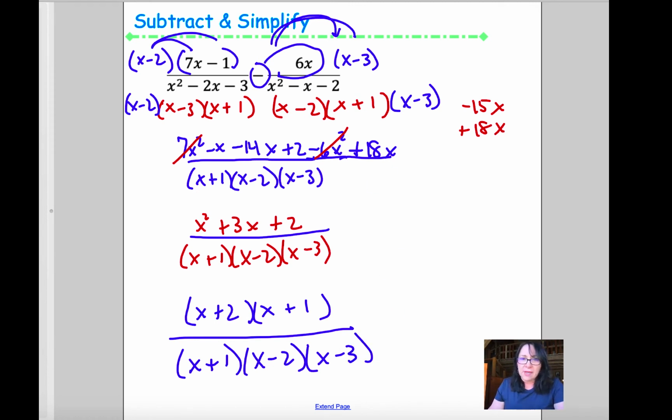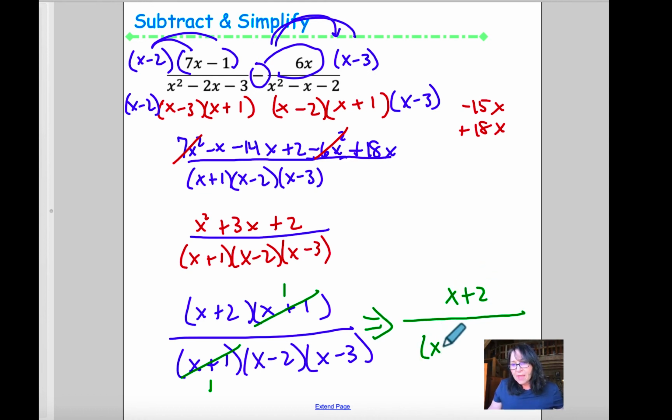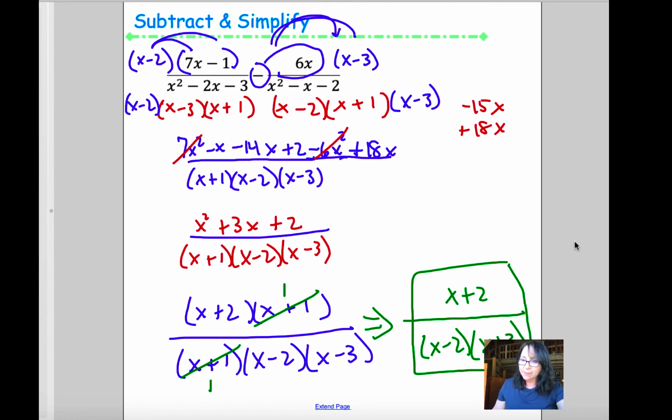And so it does look like the x plus 1s, because I am multiplying as a quantity, are going to cancel. No equal signs. This is an arrow. My final answer is going to be x plus 2 over x minus 2 times x plus 3. And these aren't the same. These aren't the same. So do not cancel those. They have to be exactly the same for you to be able to cancel. Okay?